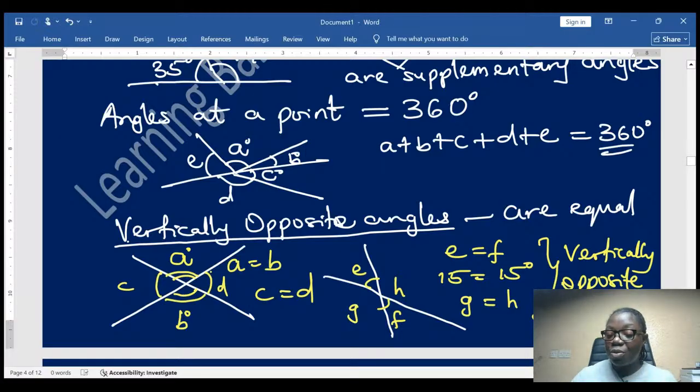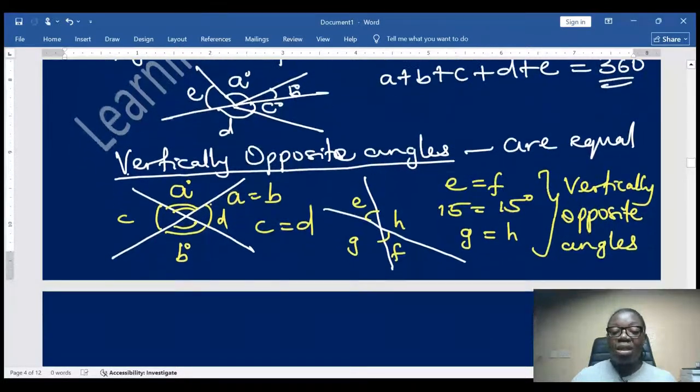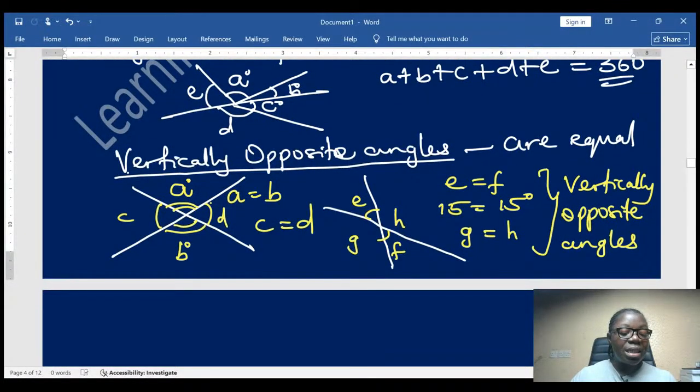I'm going to scroll up. You will see. Don't worry. Oh, my face is blocking. Don't worry, you will definitely see. Vertically opposite angles are equal. Take notes. All right, vertically opposite angles are equal.